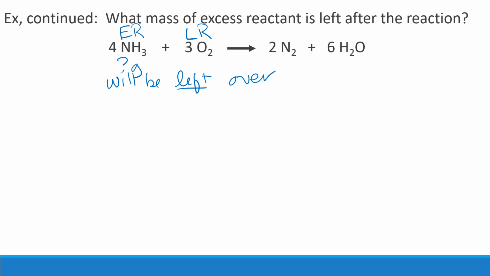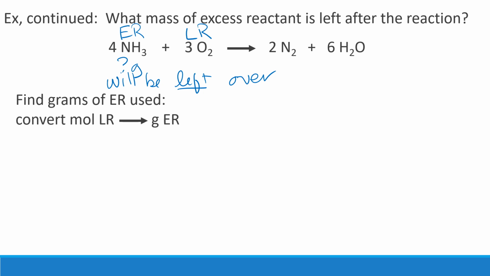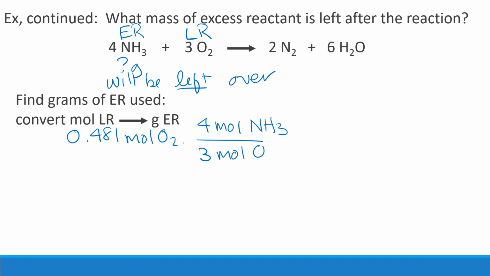To figure out how much of the ammonia is left over, the first thing we have to do is figure out how much we're going to use. So we'll take our limiting reactant and turn it into grams of excess reactant. Starting with our moles of limiting reactant, 0.481 moles of O2, let's turn it into grams of ammonia. That is 4 moles of ammonia for every 3 moles of O2, and then I can convert to grams of ammonia. 1 mole ammonia is 17.04 grams of ammonia.